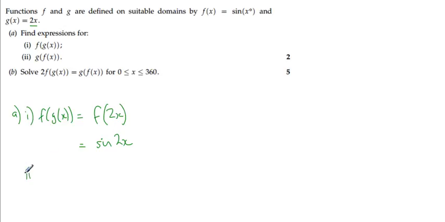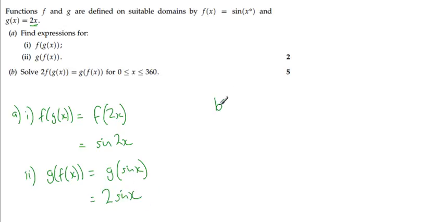Same thing for part 2, apart from the other way around. g of f of x means we are putting sine x into g of x. So sine of x is going to replace this x. So that's just going to become 2 sine x.